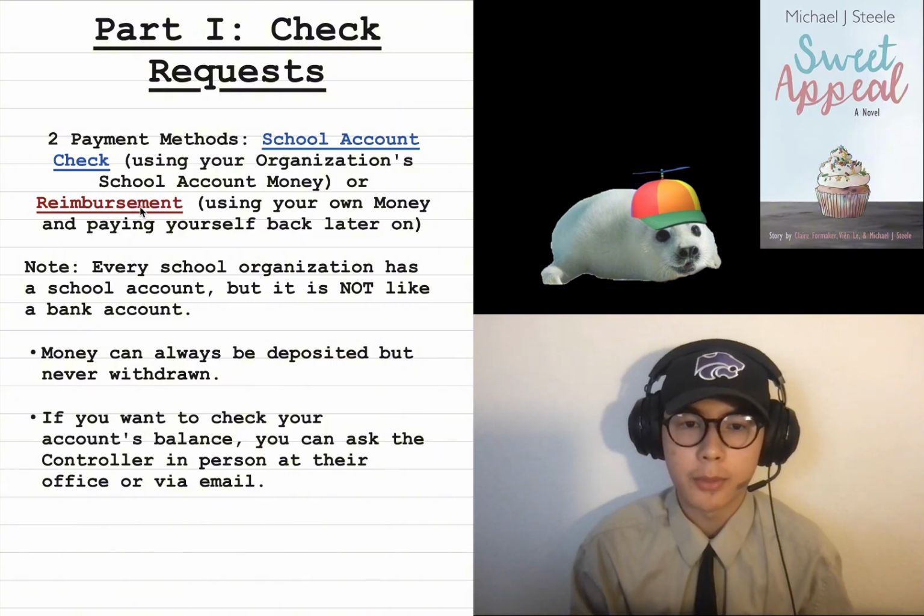The second is a reimbursement check, which is when you use your own money to pay for purchases and then pay yourself back later on with the revenue you made from your fundraiser or event with a check that is written out to you or your parent.